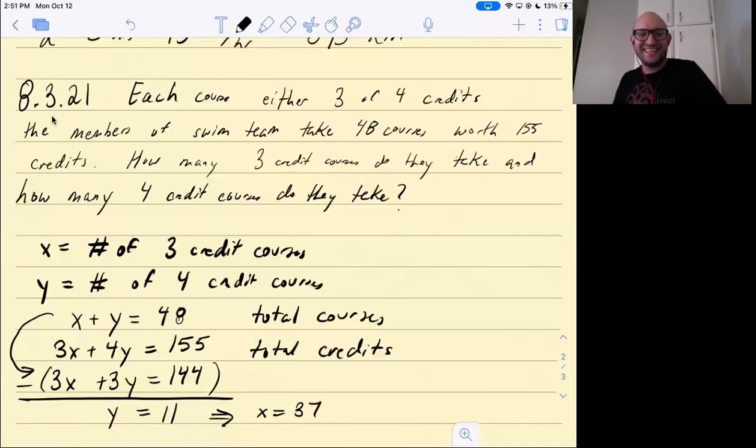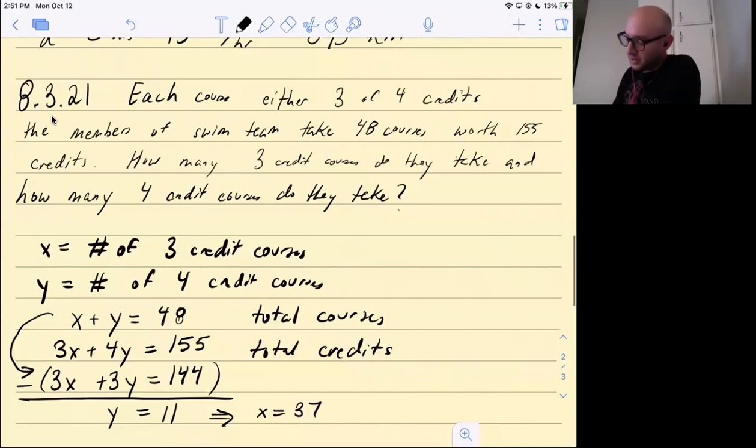Sorry about that. Thanks, Evan. One student asked, does it matter if you set Y as the number of 3 credit courses and X as the number of 4 credit courses? That's totally fine. As long as you define your variables, I'll be able to understand what you wrote.